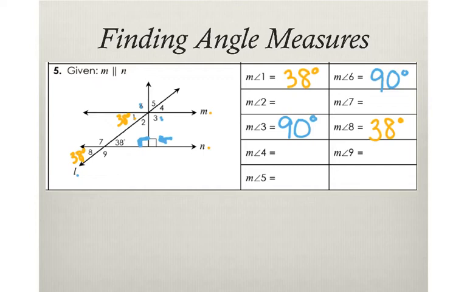Now, unfortunately, there's only one more angle we can say is being 38 degrees. And that is based on knowing alternate exterior angles. So, parallel lines, opposite sides of the transversal on the outside would make angle 4 38 degrees as well.